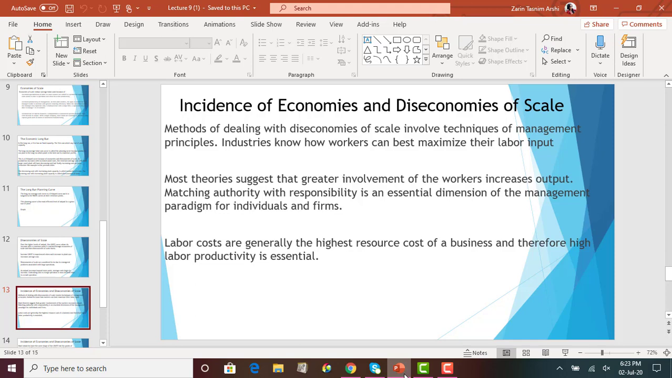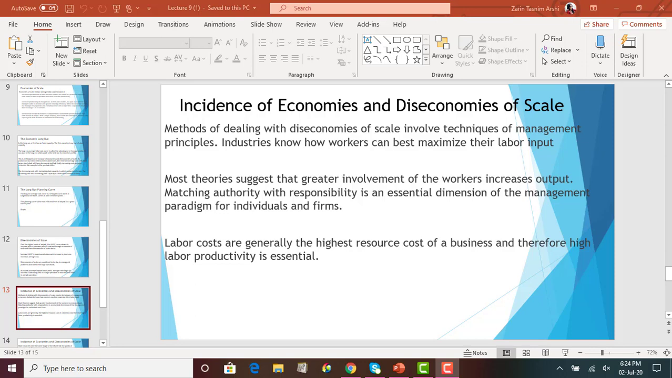Now, methods of dealing with these diseconomies of scale. If we are experiencing them, what can we do to reduce our average cost and become more efficient? There are several things we can do. The first thing is we involve techniques of management principles. Industries know how workers can best utilize their labor input. So we will try to make the management more efficient, and we will also try to make the workers involved with the output. We can give them incentives that if you produce more output, you will get more benefit or more salary. That way we can reduce the average cost and reduce these diseconomies of scale.